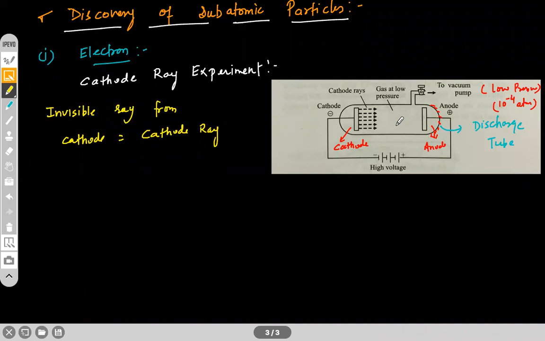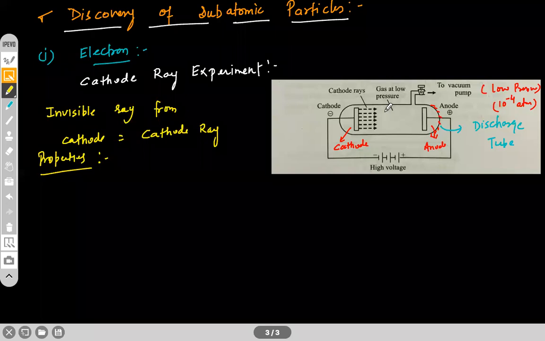Write down the properties of it. The experiment I have told you: there is a discharge tube with an electrode at each end, and the electrodes are connected with an external battery. When we connect this with a battery, an invisible ray comes from the cathode plate, hence we call it cathode ray, and it travels towards the anode in a straight line. So write down the properties.